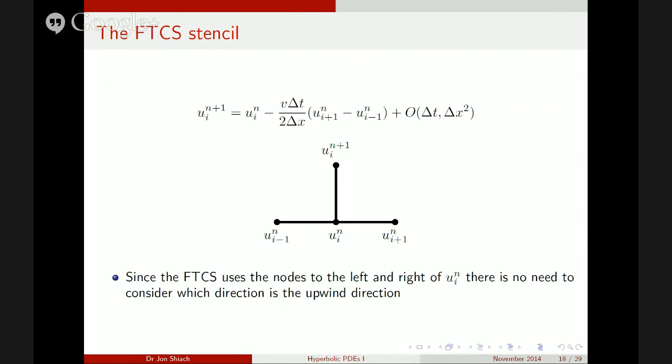Let's have a look at the stencil for that. This is a node we're calculating, and we require the u_i node, u_i+1, and u_i-1. So we require all 3 nodes. We don't have to, as we did with the first order upwind scheme, change our scheme depending on the value of v, because we have nodes to the left and right.